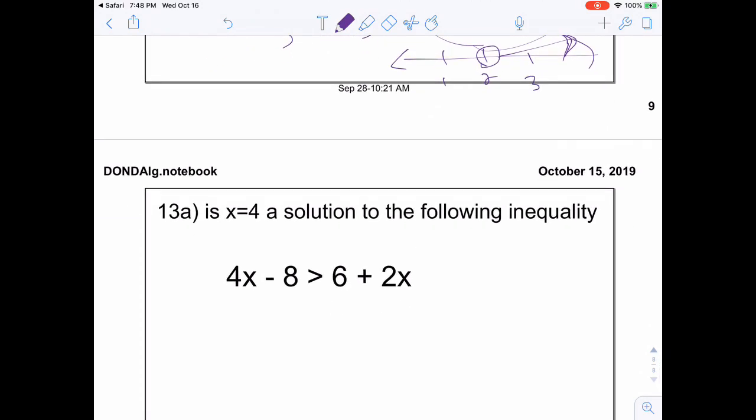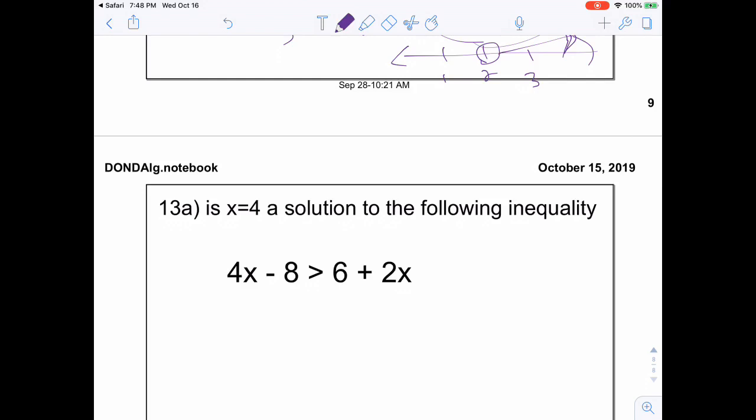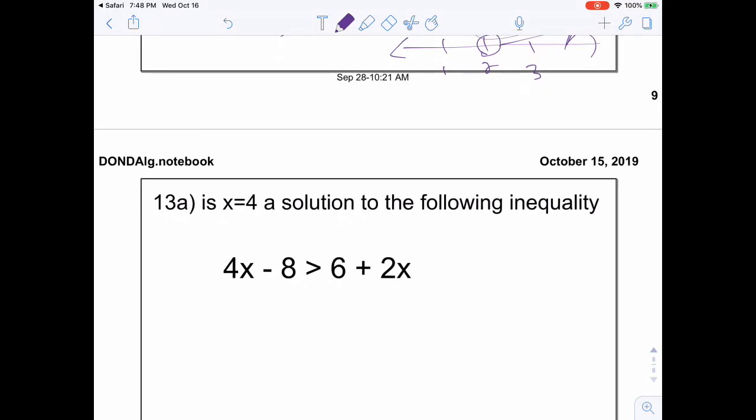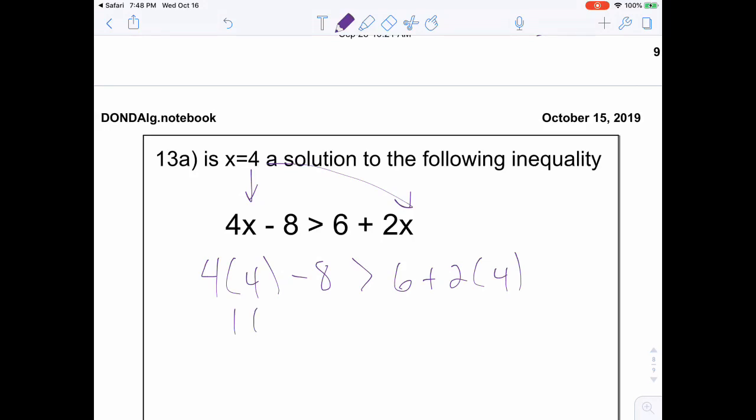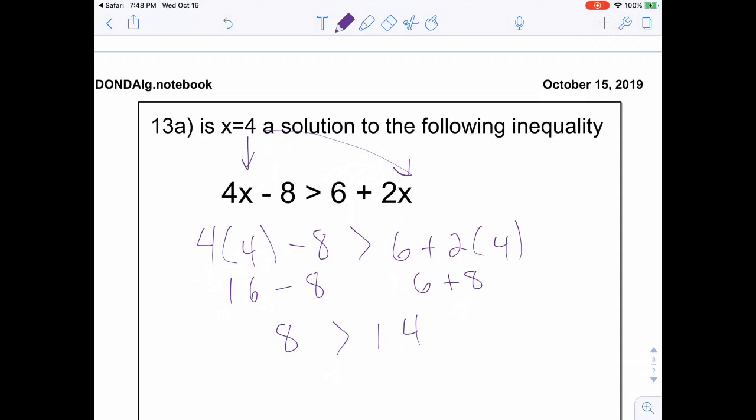Is x equals 4 a solution to the following inequality? Two ways we can do this. We could solve this inequality and see if 4 falls in the solution set, or I could plug 4 in for x. Either way will work. So if I decide to plug 4 in, I would simplify this. 4 times 4 is 16, minus 8 is 8. 2 times 4 is 8, plus 6 is 14. Is 8 greater than 14? No. So x equals 4 is not a solution.